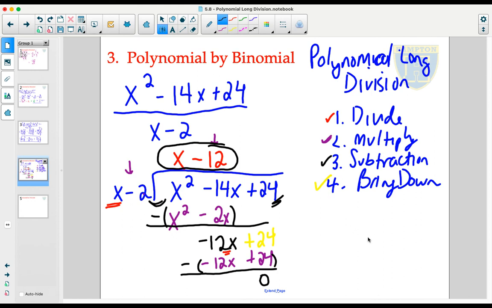The way we write this is simply just the polynomial divided by the binomial equals the quotient that we got. In the case of this long division, there's no remainder.